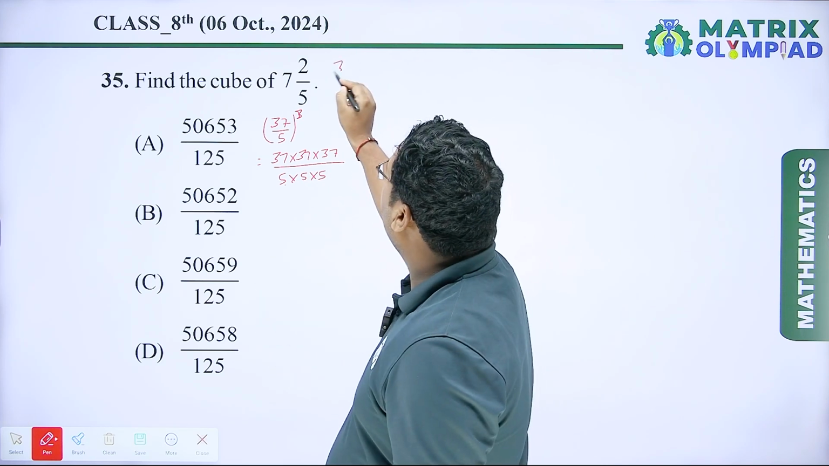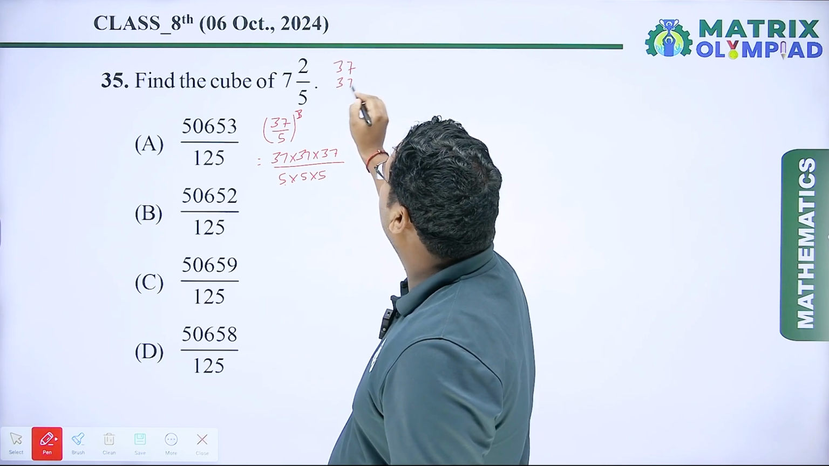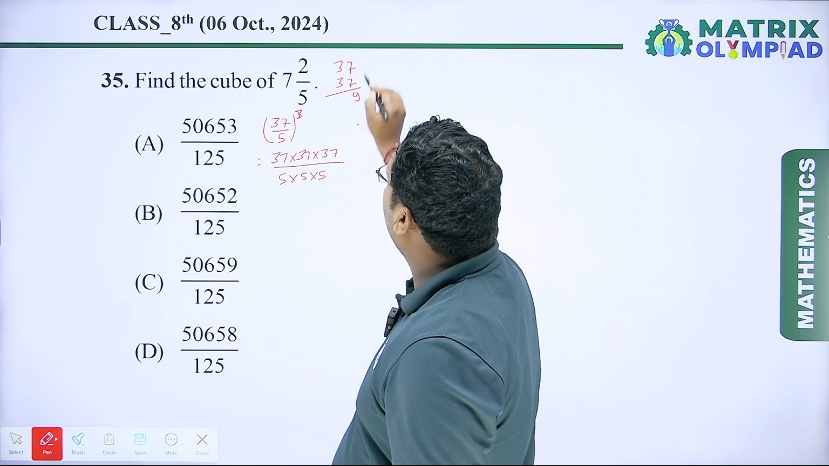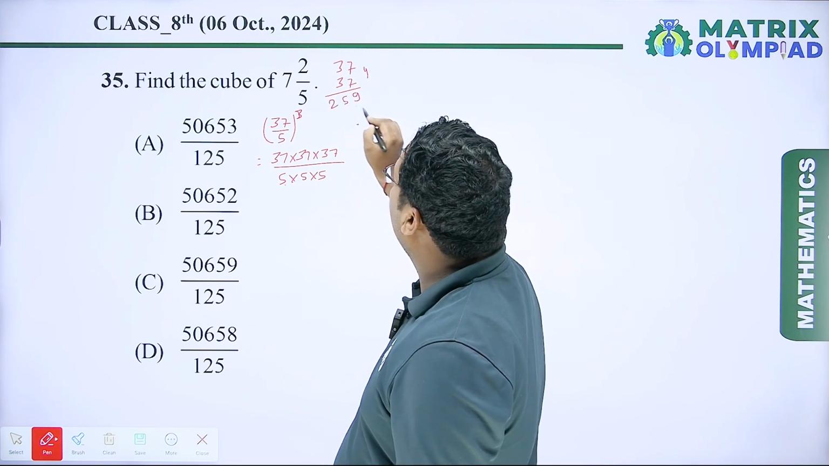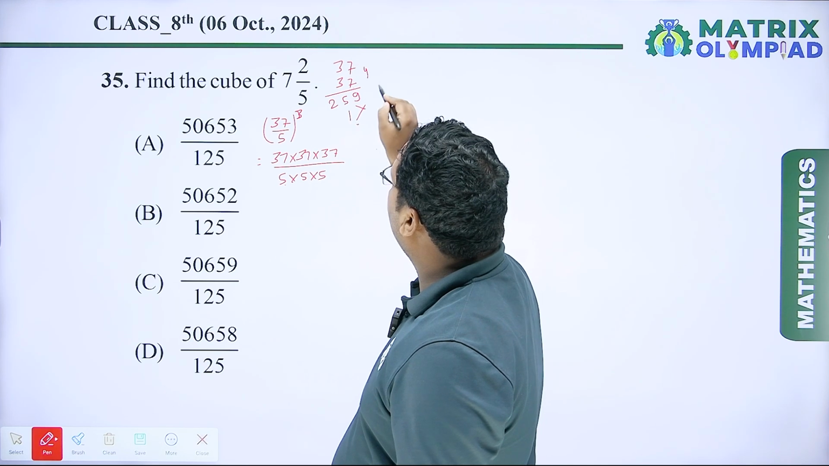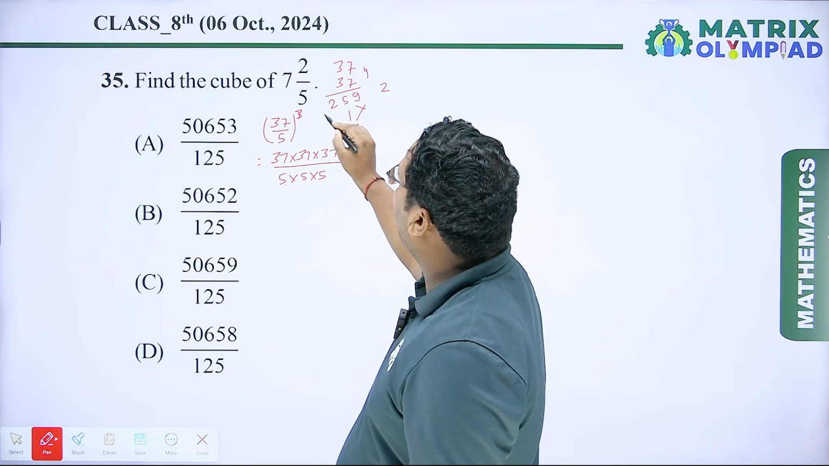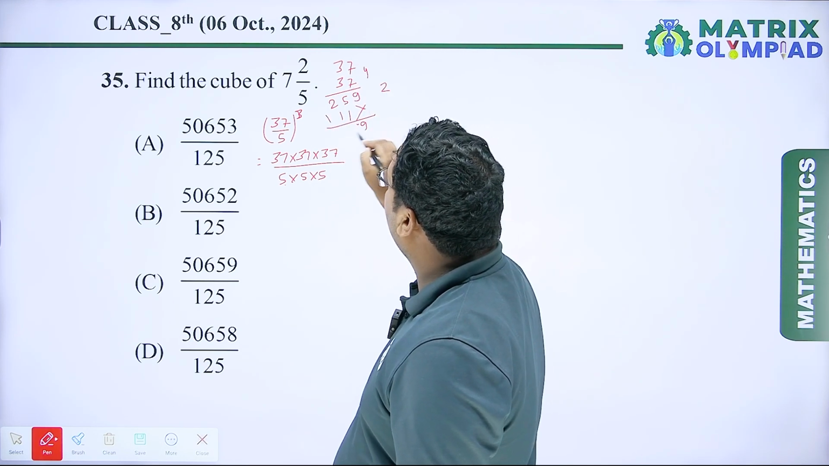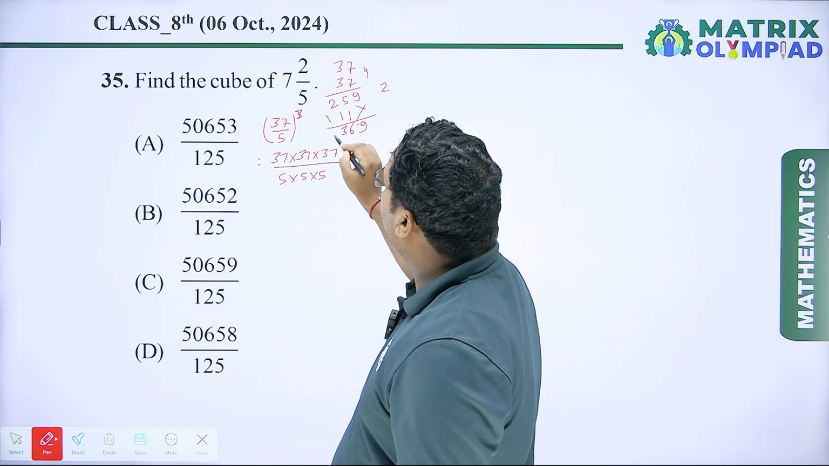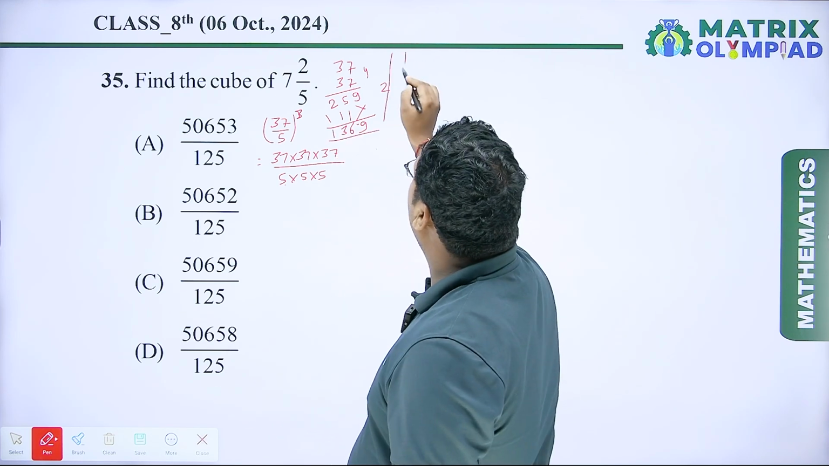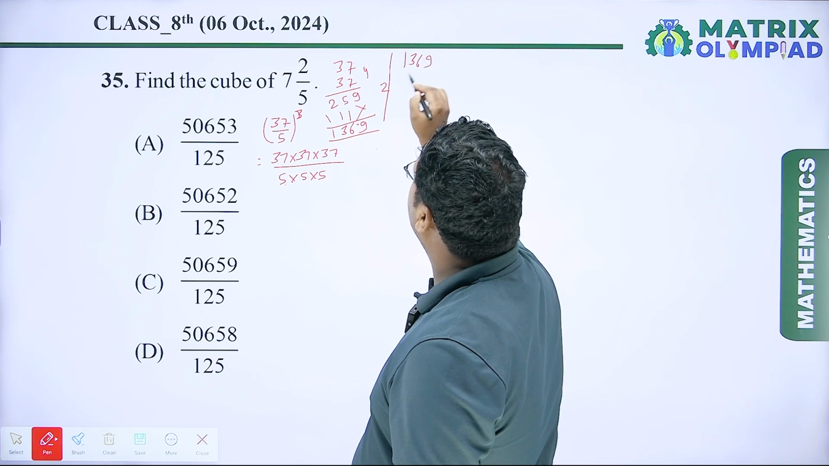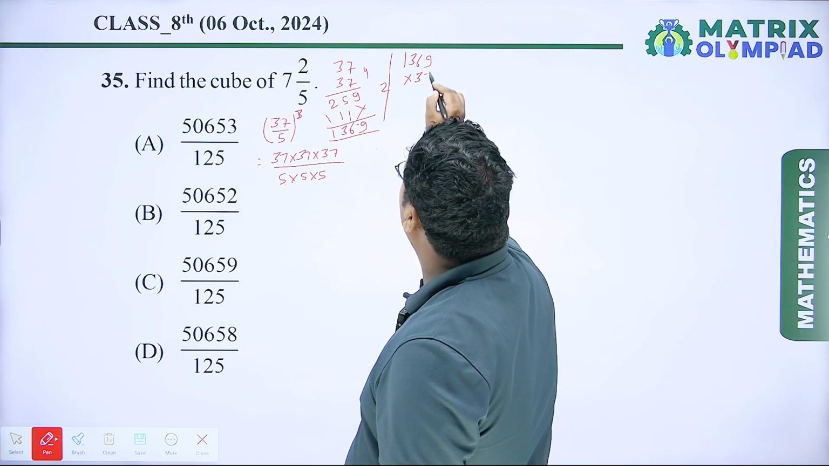So 37 into 37 is 7 7s are 49, carry 4, 7 3s are 21, 21 plus 4 is 25. 3 7s are 21, carry 2, 3 3s are 9, 9 and 2 is 11. So it is 9, 5 plus 1 is 6, 2 plus 1 is 3, it is 1369. Again this number is multiplied by 37. So 1369 multiplied by 37.